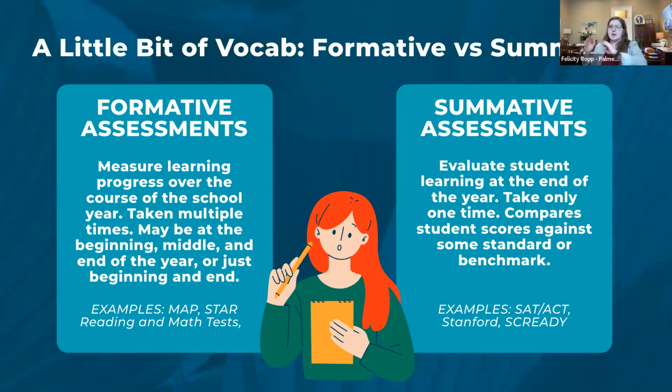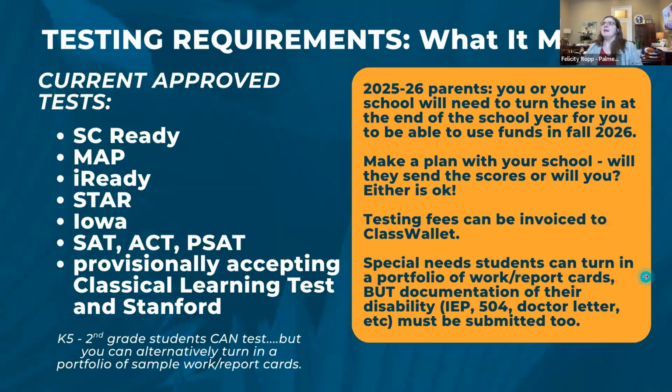There's also tests that you can do summatively at the end of the school year that are, your SAT, your ACT, your Iowa test, your Stanford test. You just do one test a year. And so it's up to you as a parent and up to the school to figure out what testing you want to do for your kids specifically, but one of those has to happen.